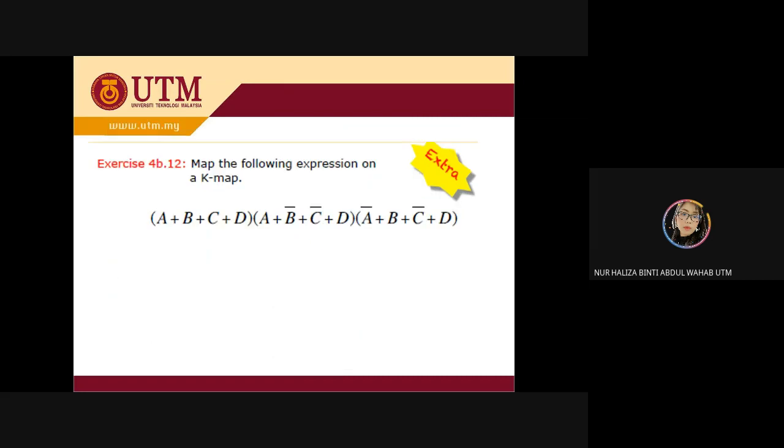Okay, if there is no question, you can try to do this exercise later on.